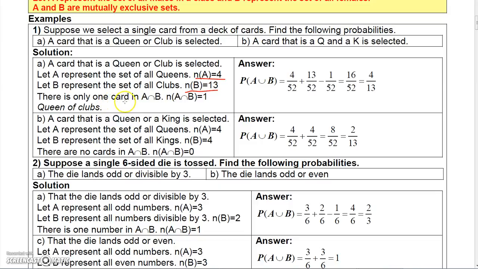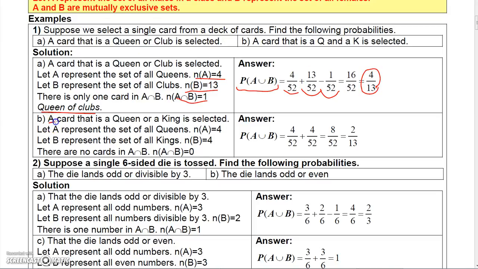Then we can look at how many ways we can get a card that's a queen and a club. Well, there's only one way that can happen, and that would be if you got the queen of clubs. So the probability of getting a card that is a queen or a club would be the probability of a queen, which is 4 out of 52, plus the probability of a club, which is 13 out of 52, minus the probability of getting a card that's both, which is 1 out of 52. If you do that calculation, you get 16 out of 52, which reduces to 4/13. So your answer there is 4/13.